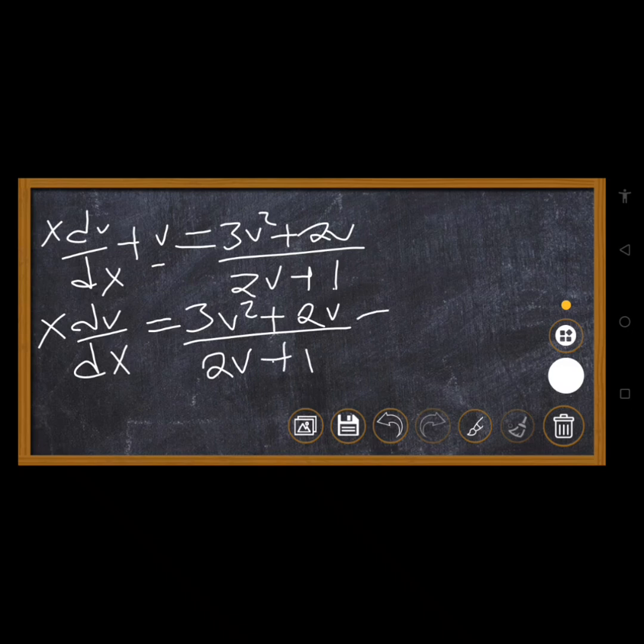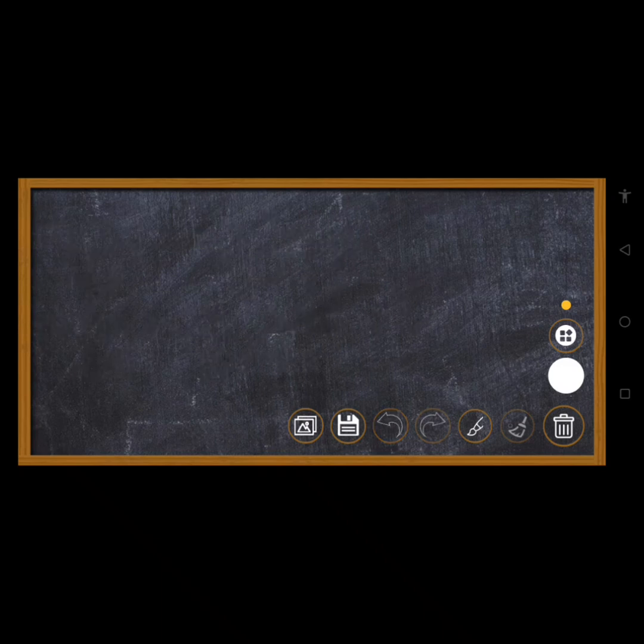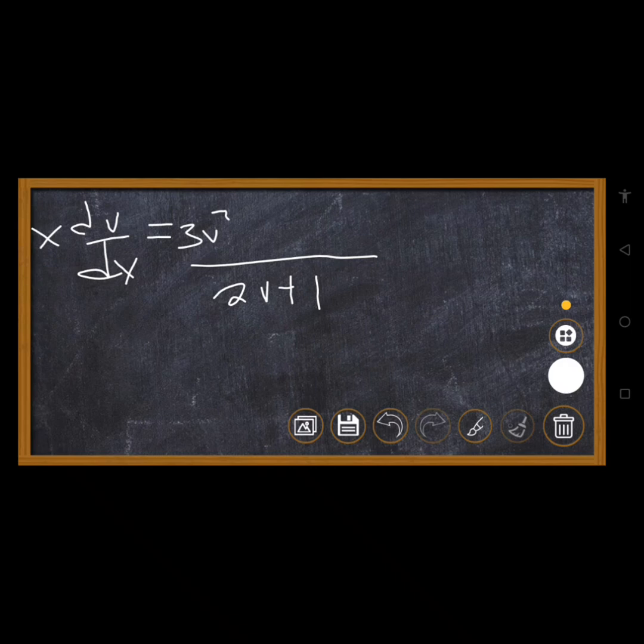When this comes to the right part, it will be negative. So we can simplify this further where we find the common denominator. Let's just write here first, dv over dx. The common denominator here, we know, is 2v plus 1. When we divide 2v plus 1 into 2v plus 1, it is just 1. So the left side will just come out the way it is. So we will have 3v squared plus 2v, then minus.